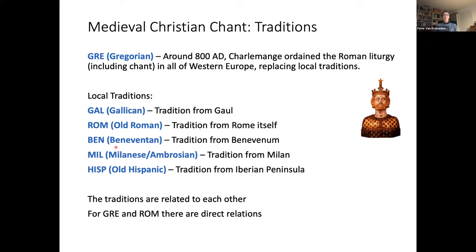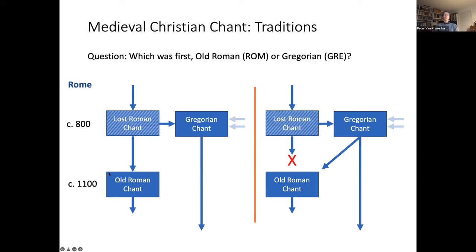But most of these older traditions are lost now. But because the Gregorian chant was constructed from these earlier traditions, it is related to those traditions. And also we know there are relations between these traditions themselves.